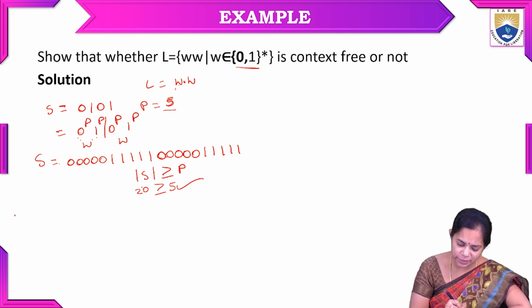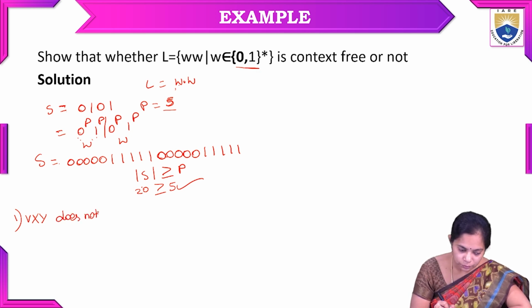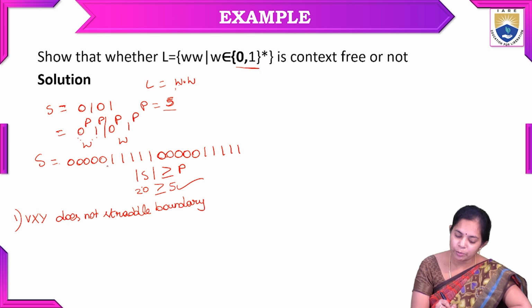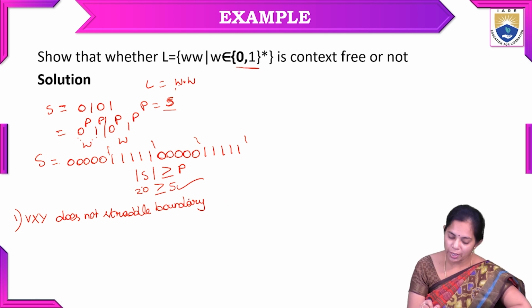Here we will take the first case. In this first case we have v, x, y, and we divide into 3 parts, where vxy does not straddle a boundary. The string boundaries here are: 0 power 5 is one boundary, and so on. So in the given string we have 4 boundaries.